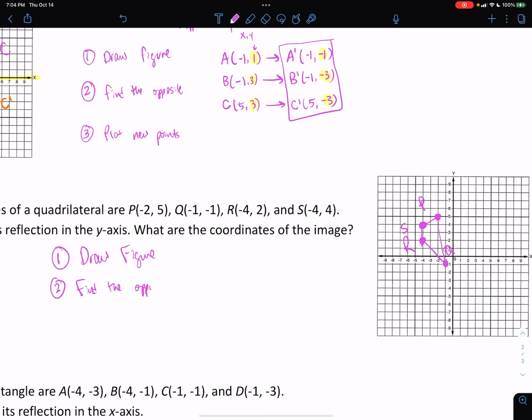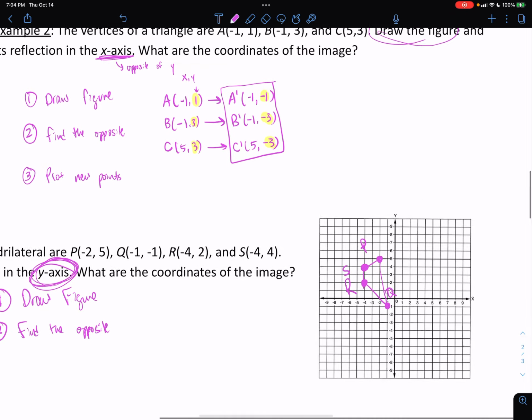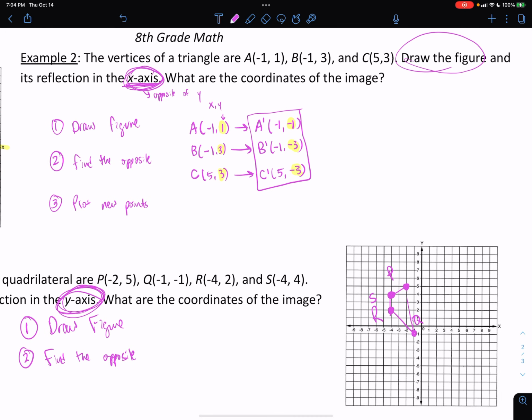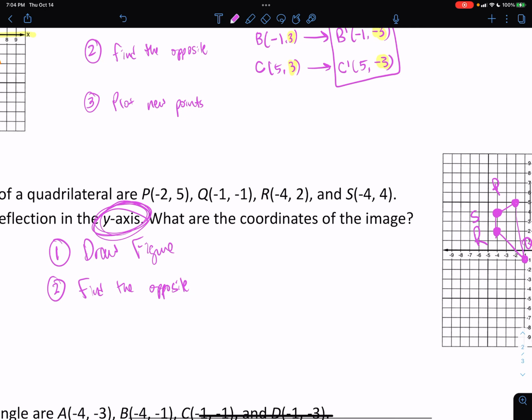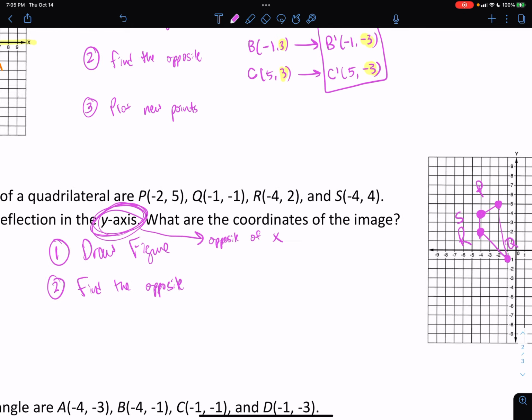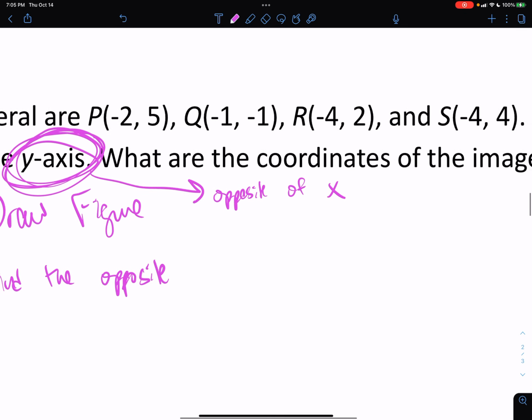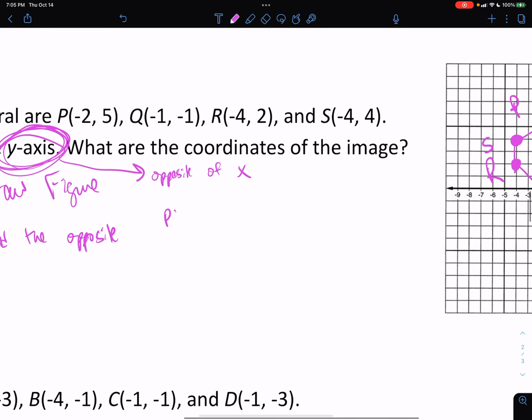Step number 2 is find the opposite. Right, so in this case, I am reflecting across the y-axis. My first one, it was the x-axis. This one's the y-axis. So I'm going to find the opposite of all my x values, right? Always be careful about what I'm reflecting across. Is it my y or is it my x?